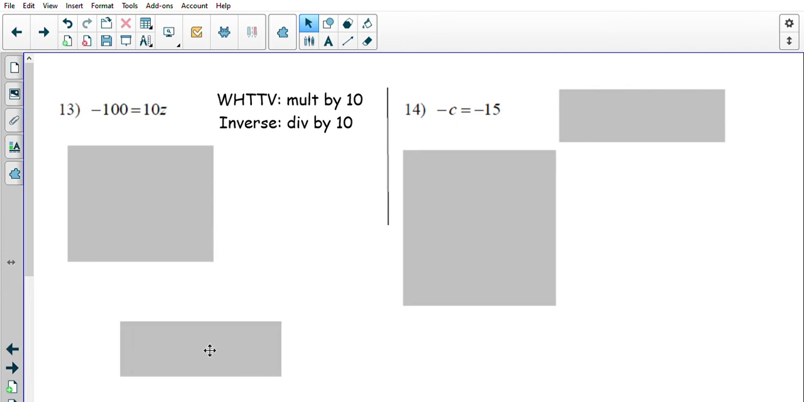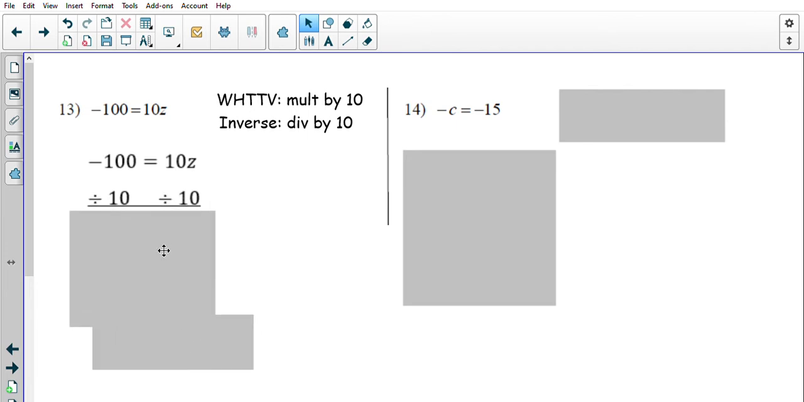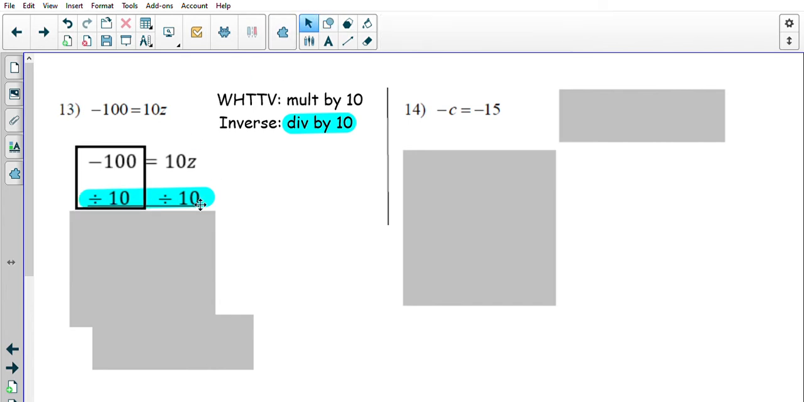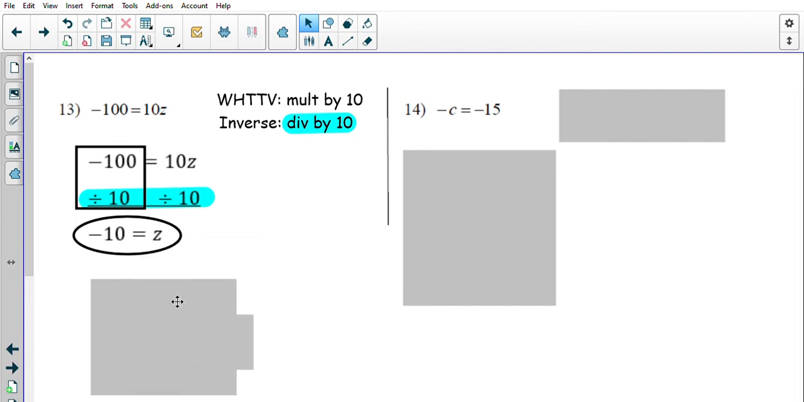The inverse is to divide by 10. So let's show that once on each side of our equation, again just highlighting our inverse each time. So we are plugging into our calculator negative 100 divided by 10.